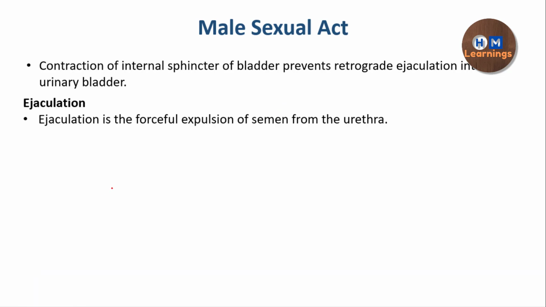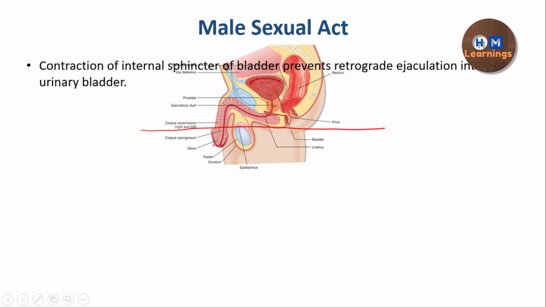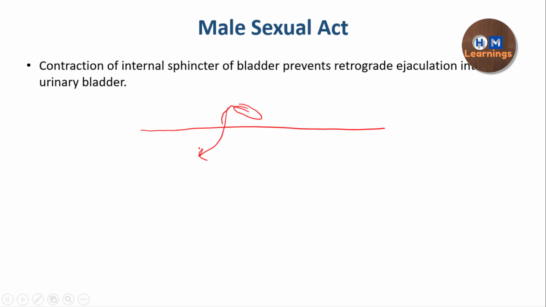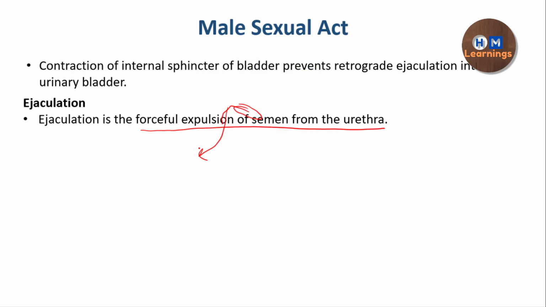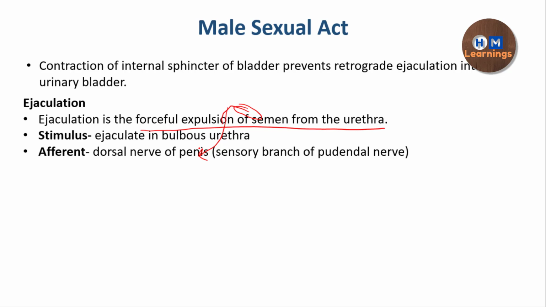So what is ejaculation? Ejaculation is the forceful expulsion of semen from the urethra. We know that the semen has entered into the bulbous urethra. Now it has to be expelled outside the urethra. Ejaculation is that process, a forceful expulsion. It is stimulated by the ejaculate coming into the bulbous urethra, already explained.